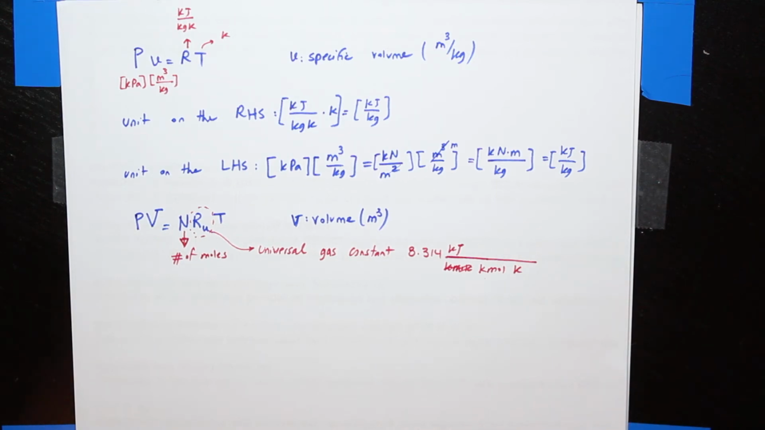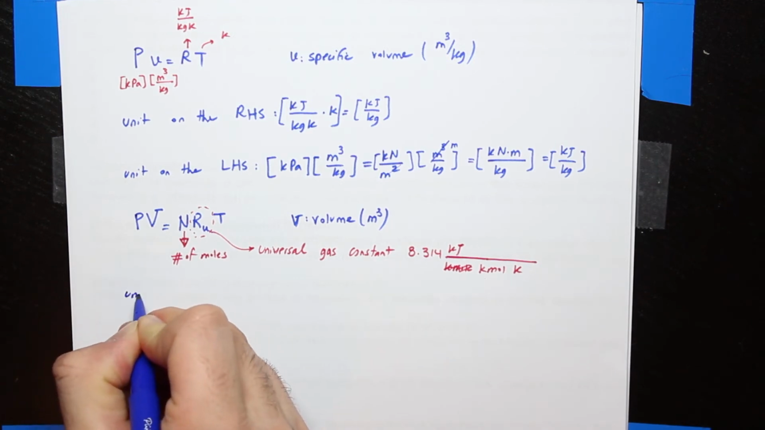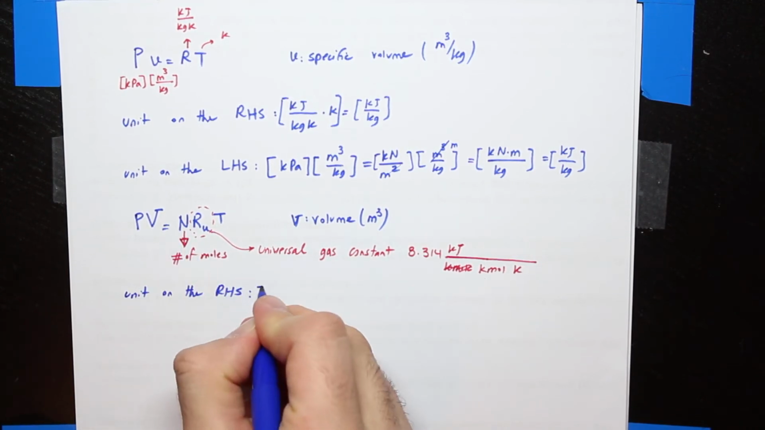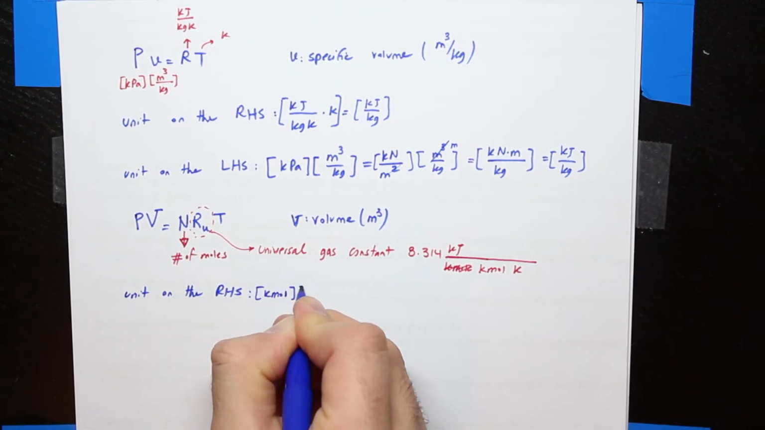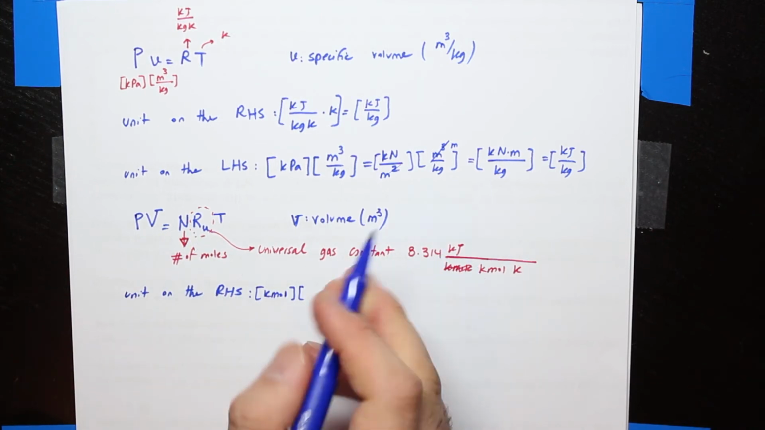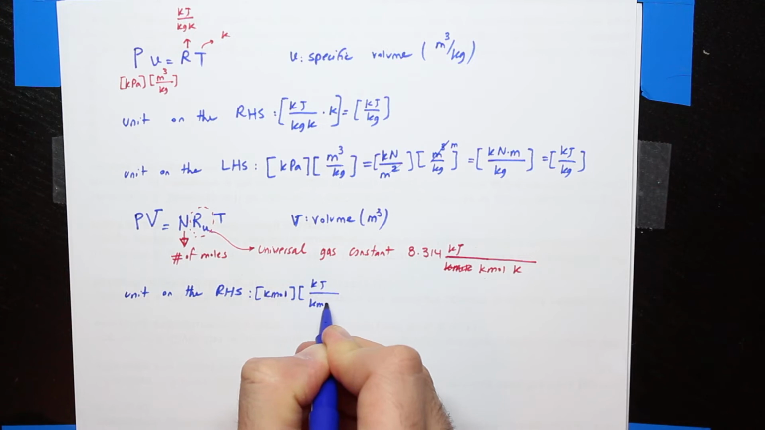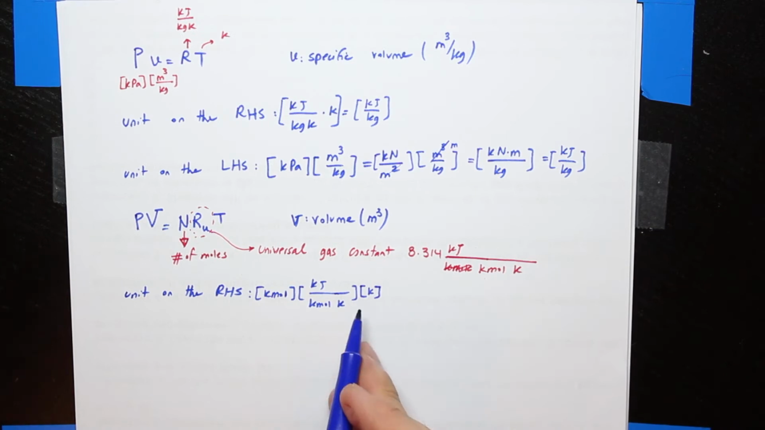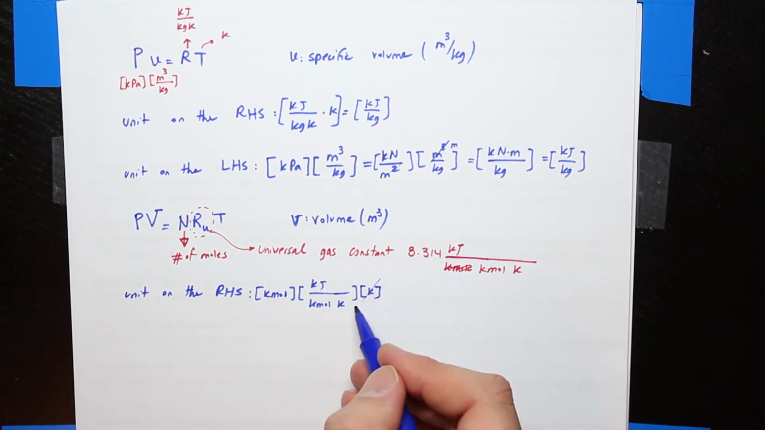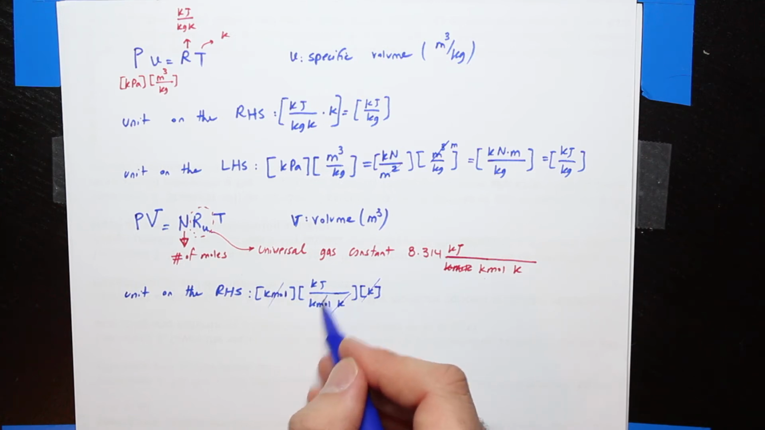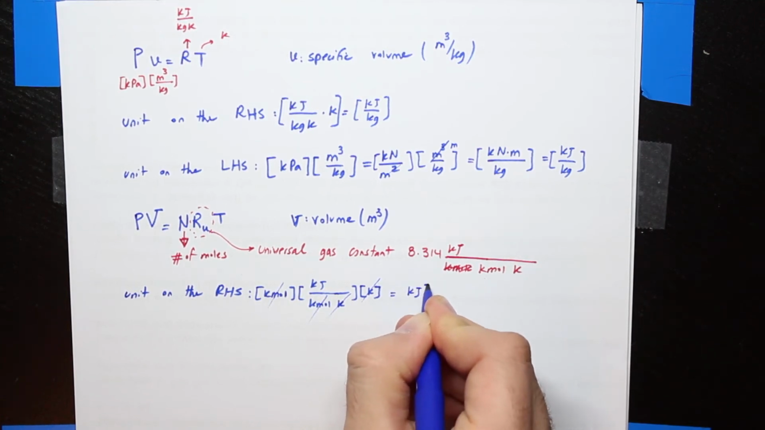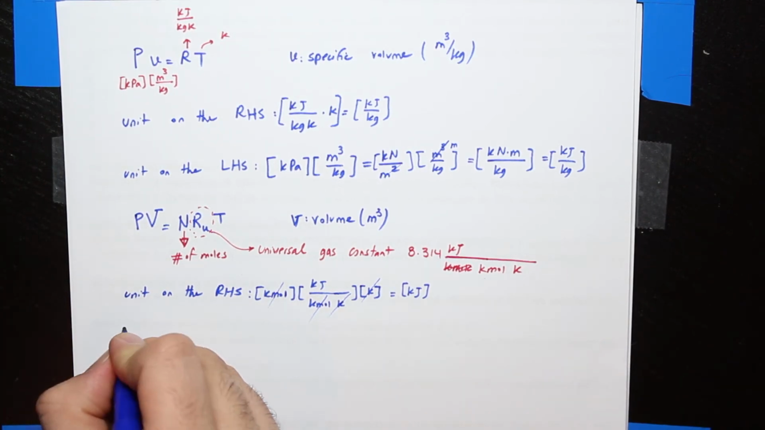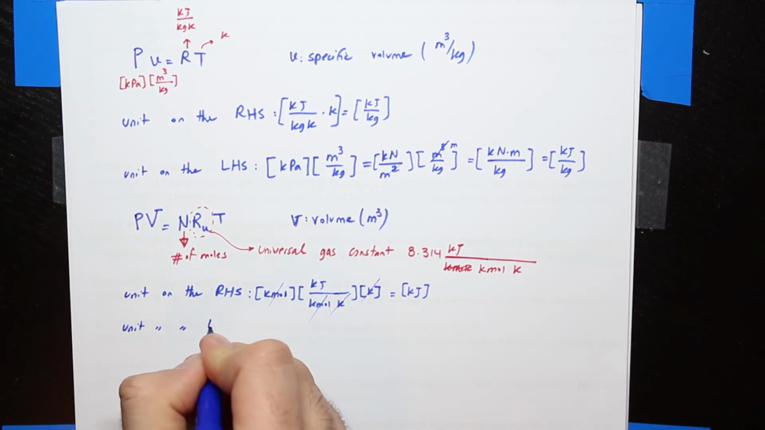Now, let's do the units. Let's start with the unit on the right-hand side. The unit on the right-hand side says I have number of moles, so let's say kilomole is the unit for the number of moles. RU has the unit kilojoule per kilomole Kelvin. And then the unit for temperature is Kelvin. So this Kelvin cancels this one, this kilomole cancels this kilomole, and I will have kJ on the right hand side. Now let's see what is the unit on the left hand side.